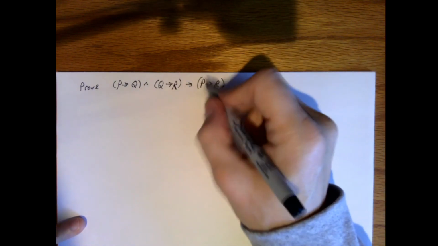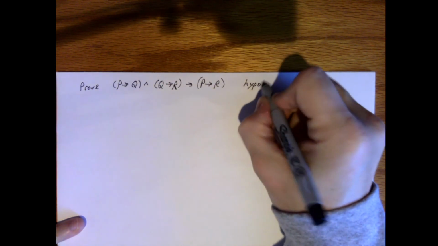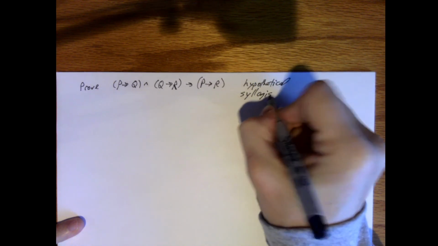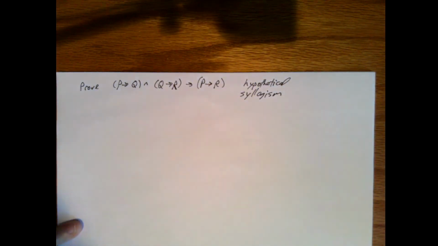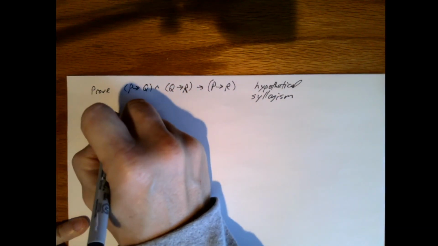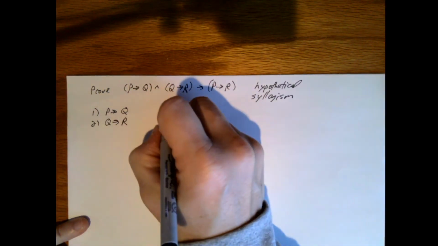So what we're showing here, if you look at my sheet, we've already found this is true. So this is going to be something called hypothetical syllogism. Once again, looking at my sheet, right here, hypothetical syllogism. Given P implies Q and Q implies R, we can get that P implies R. All right? So what do we do? Well, 1, we have P implies Q. 2, Q implies R. These are both hypotheses.